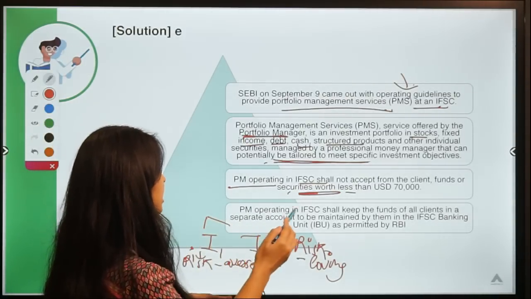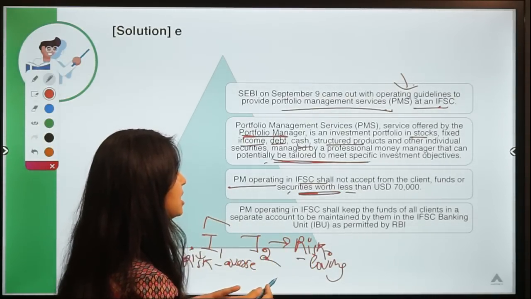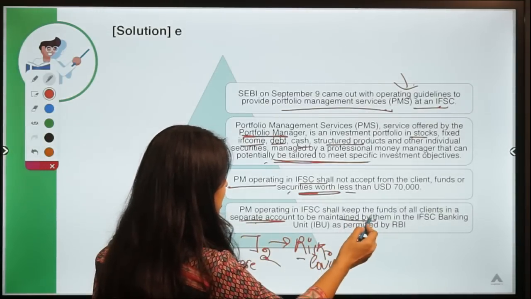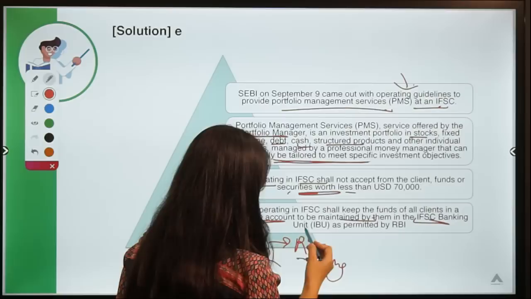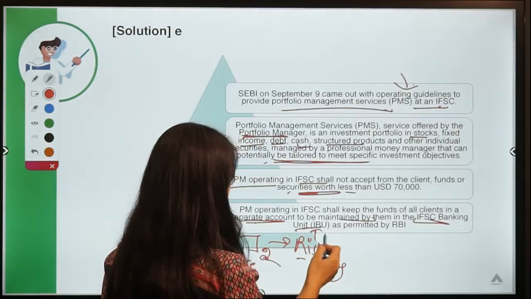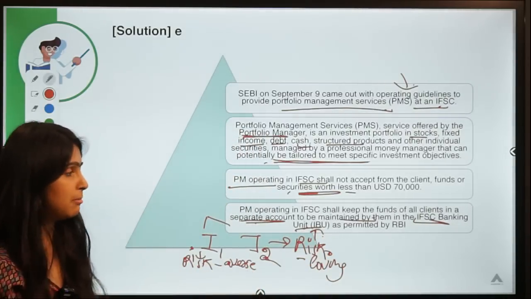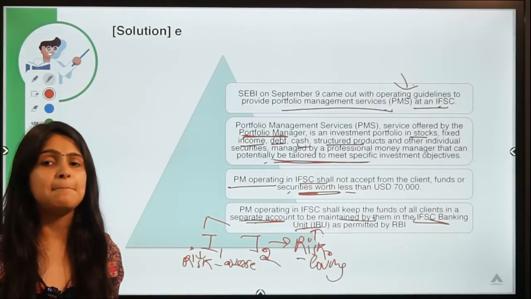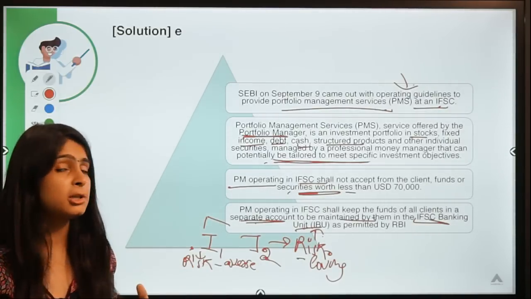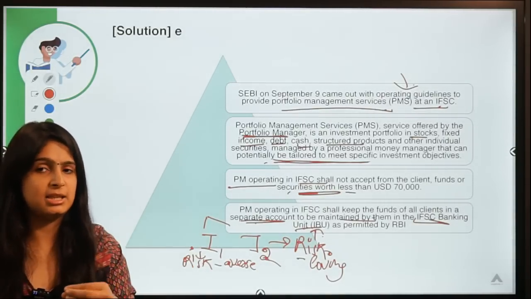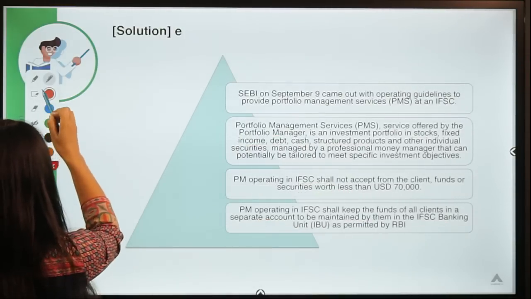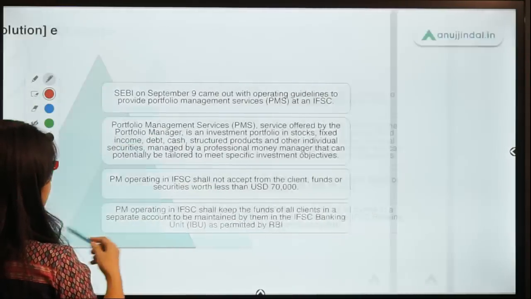After that, a PM operating in an IFSC shall keep the funds in a separate account to be maintained by them in an IFSC banking unit. So a banking unit that works in an IFSC, which is permitted by RBI, they have to open an account with that banking unit and put all the funds received from the client in that separate account, right? Moving ahead to question number 3 for today.